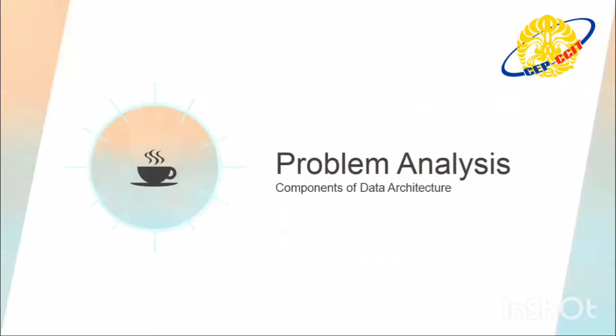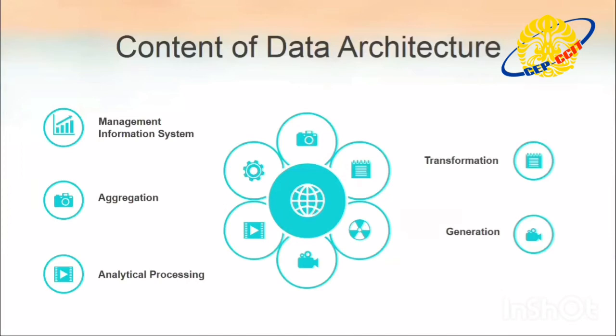These are the components of data architecture. The first one is the management information system. The implementation comes in the form of decision support systems, business intelligence systems, several reporting systems, etc. The second, aggregation, where the data is stored in a database and all the data is collected in various tables that are already prepared in the database and will be used for any kind of analysis.